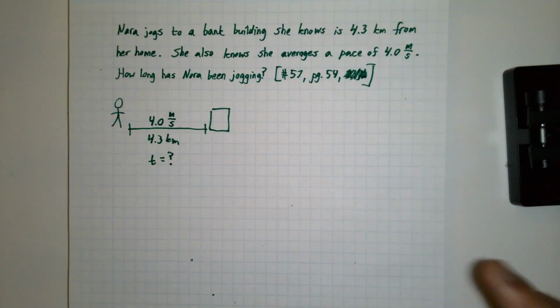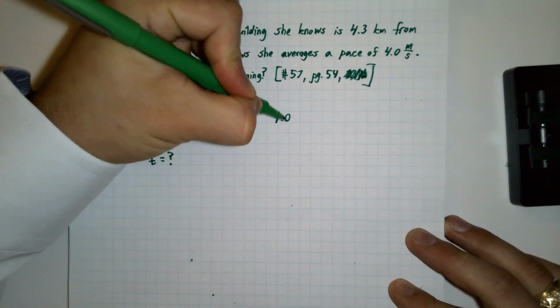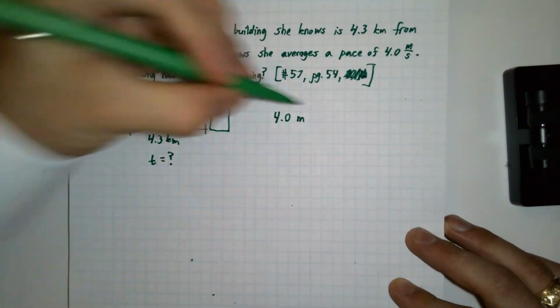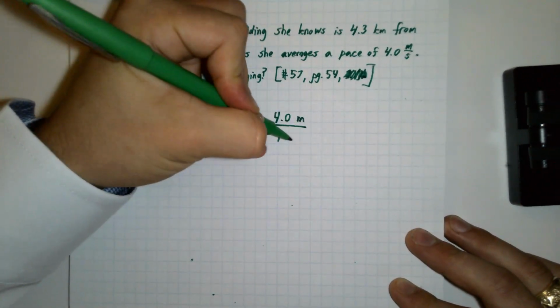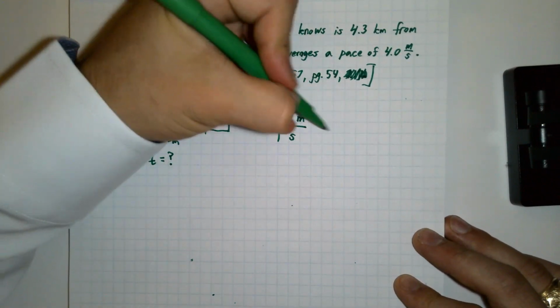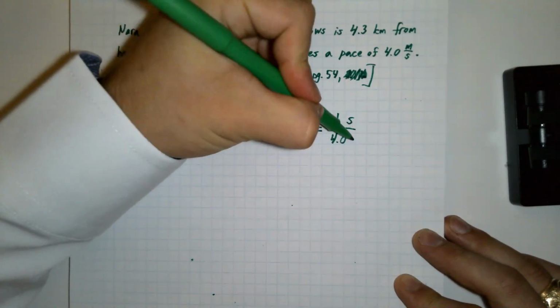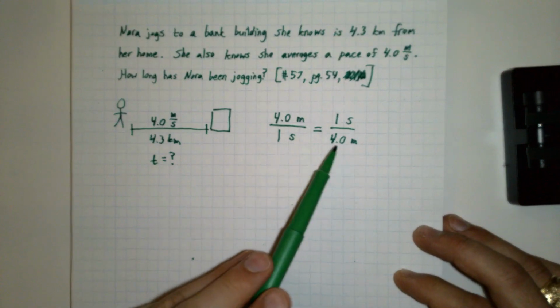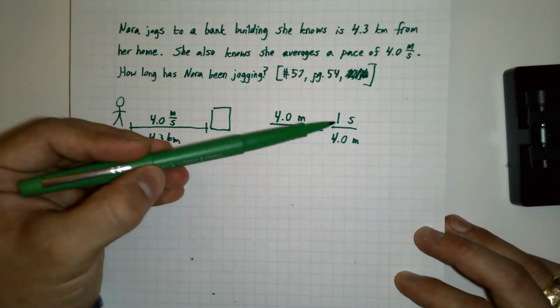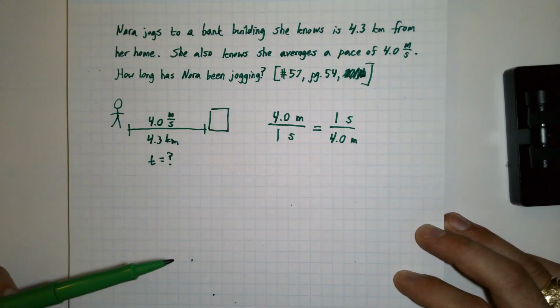There's a few ways we can look at this. First, we're going to describe a bit more explicitly what we mean by 4.0 meters per second. We could write that as 4.0 meters for every second. For every 1 second, 4.0 meters. This would be equivalent if we wrote 1 second, 4.0 meters. Saying the same thing just a little differently, right? For every 1 second, she travels 4.0 meters. Every 4 meters, 1 second has passed.